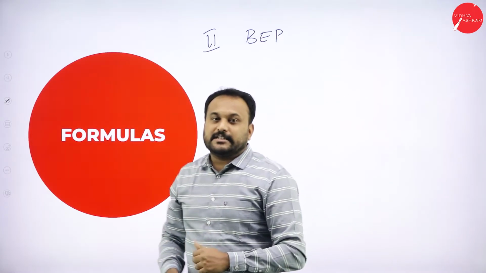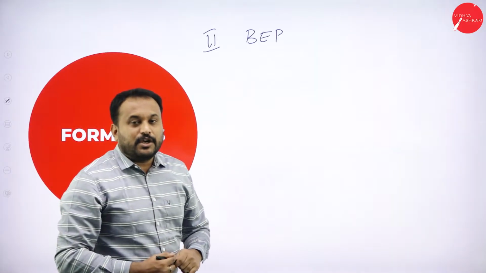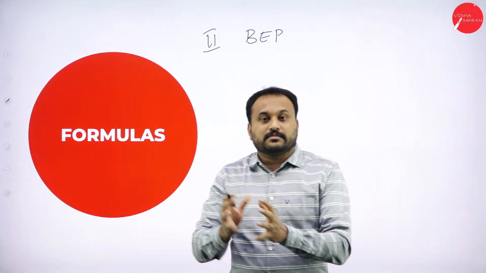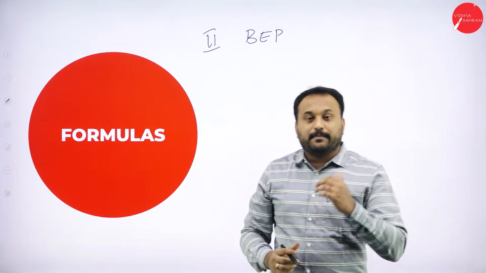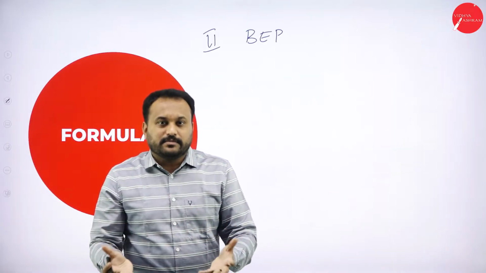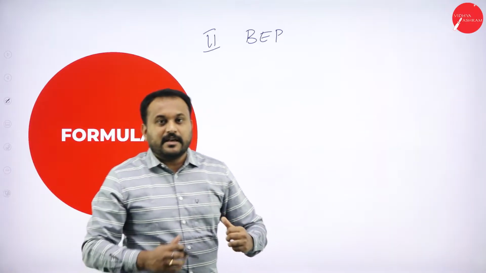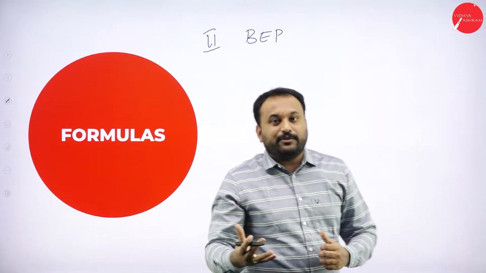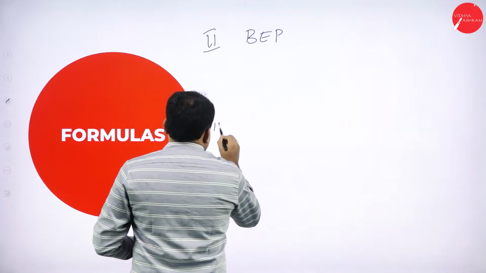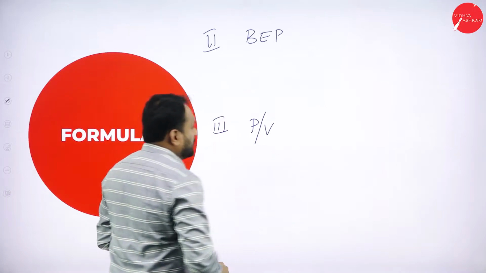So let's understand this formula. When we go with this BEP, we should also know something about the profit volume ratio. What is that called? Profit volume ratio. So what is profit volume ratio? Profit, we already know what exactly profit is, right? Now what is this PV ratio all about? So the third thing which we are supposed to know is P/V.